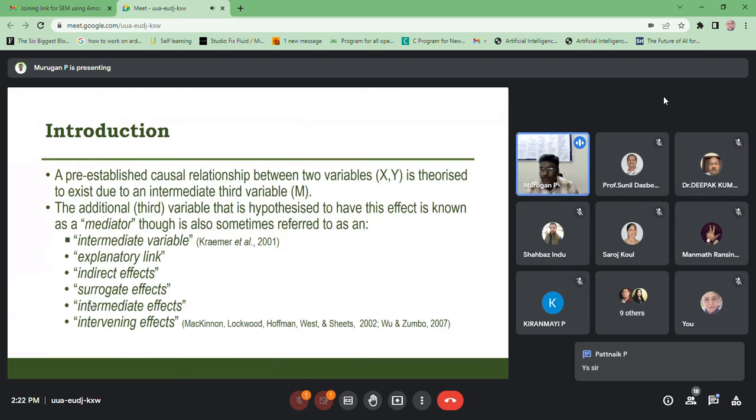Yes. Okay. Thank you. Now try to understand what is mediator. Just look at the first two lines. A pre-established causal relationship between two variables, that is x and y, is theorized to exist due to an intermediate third variable called m. So this is one of the definitions. I brought it from the Baron and Kenny paper.